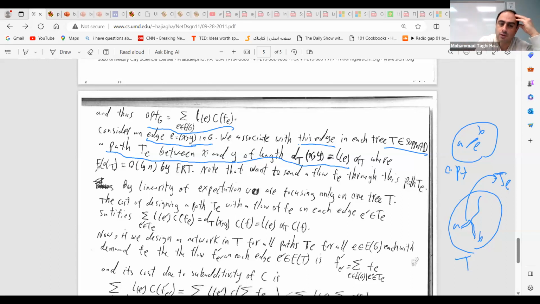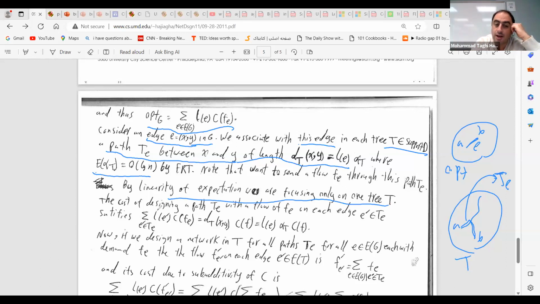And of course we know that the length of this path would be l(e) times alpha_T, and we know that the expectation of that is essentially log n. As we discussed, by linearity of expectation, we can focus only on one tree.